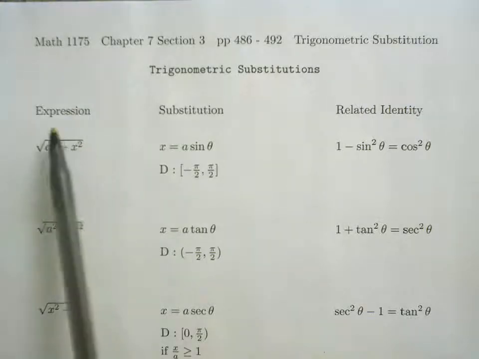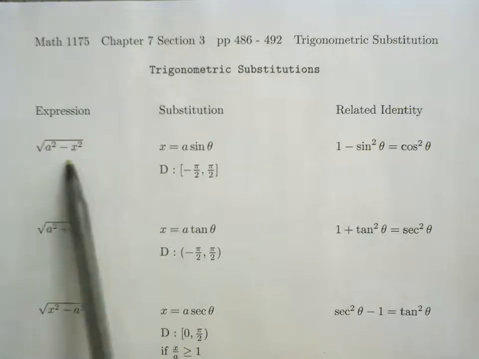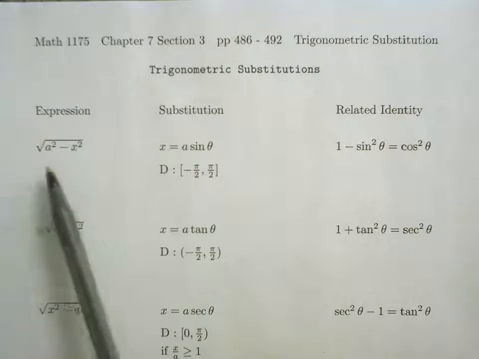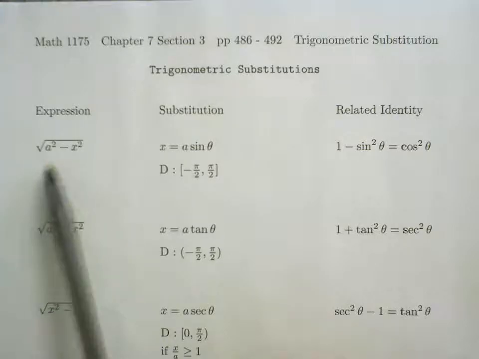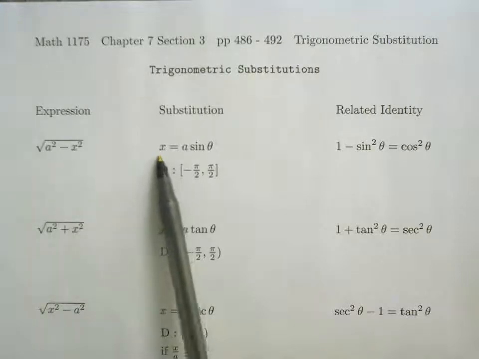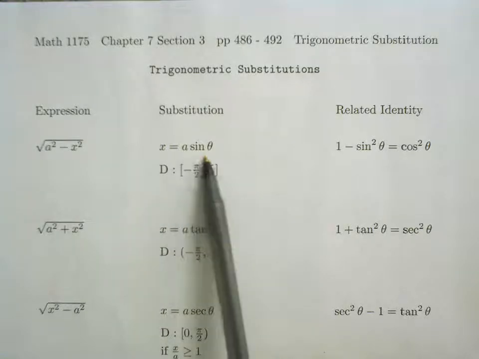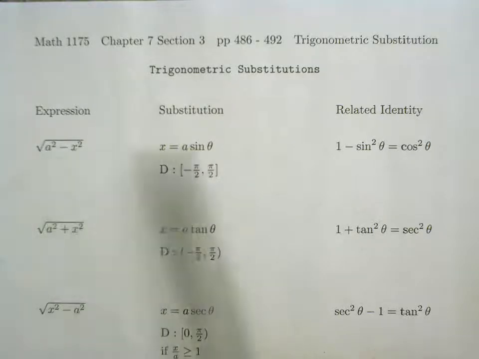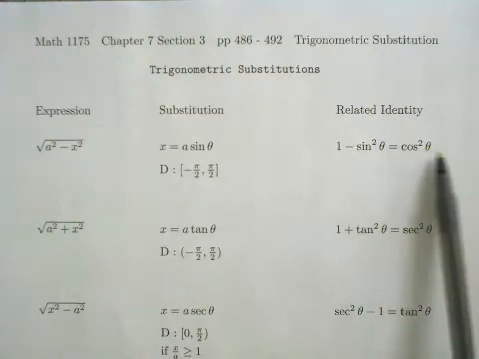So if we see an expression like this, the square root of a squared minus x squared, and if we find that this is in the integrand of an integral, we can generally find a simpler integral to evaluate if we use this substitution, x equals a times sine of theta. The related identity is 1 minus sine of theta squared equals cosine of theta squared.